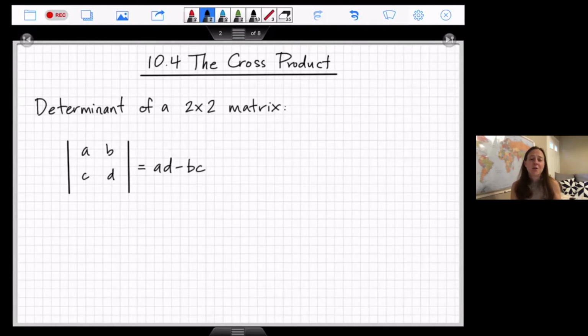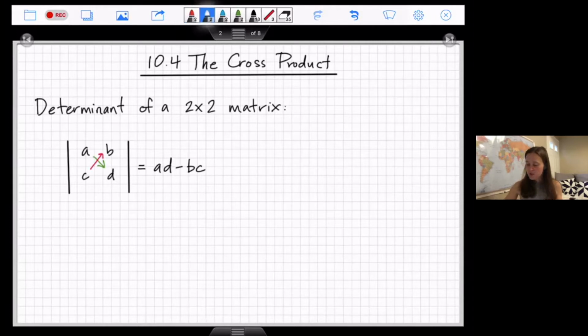All I want you to know how to do mechanically is to just find this thing we call the determinant. All right, so the determinant of a 2x2 matrix, all you're going to do is multiply the entries on the down angle, A times D, and then you're going to subtract multiplying the entries on the up angle.